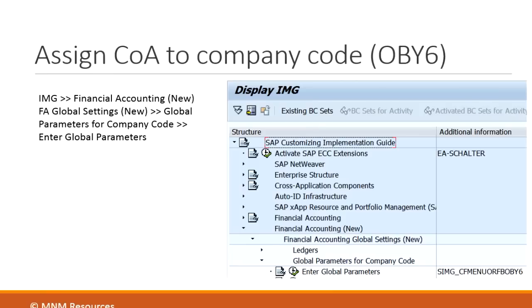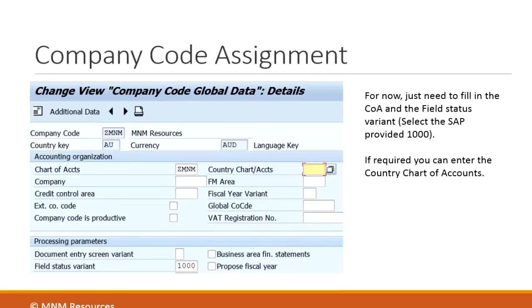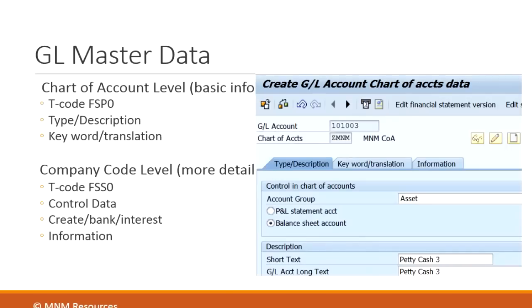This screen just shows the assignment of a company code to chart of accounts. Here you can specify the chart of accounts for the company code, and if you have your own country chart of accounts, you can specify that country chart of accounts over here. And we saw the creation of GL master data.